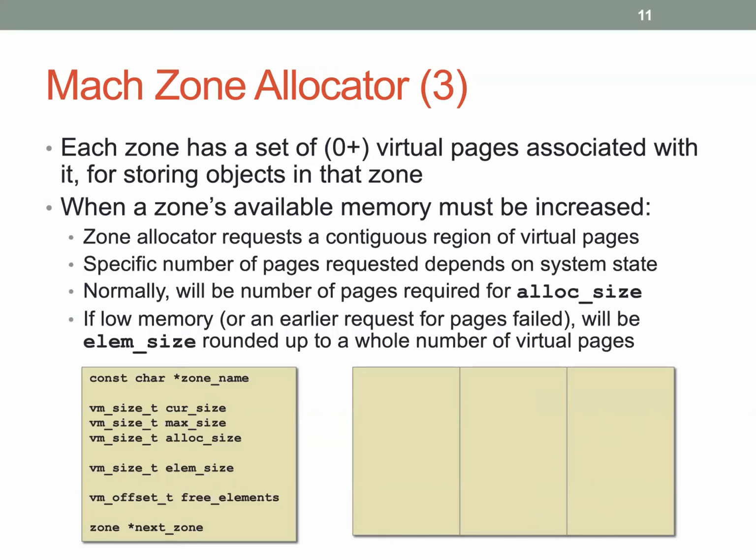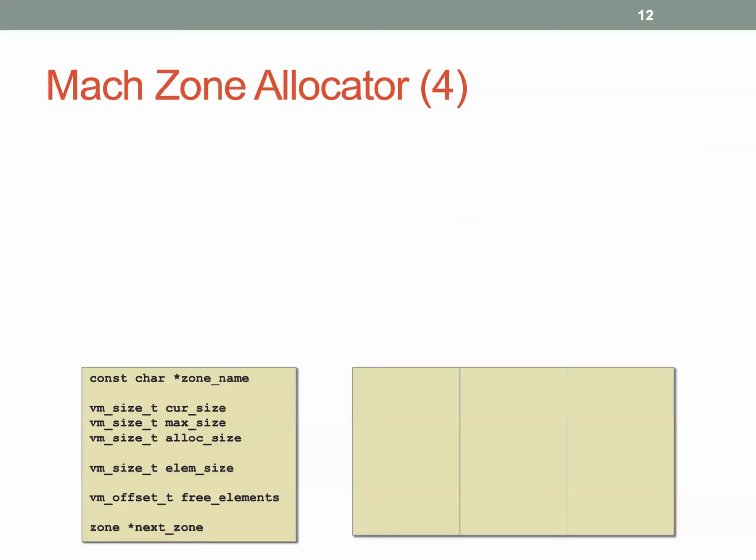So normally this will be what is stored in Lec16, but if we have a situation where memory availability is very low, then it'll just be the minimum size necessary rounded up to a whole number of virtual pages. So this Alex size is a preferred suggested value, but it's not the requirement if it can't be met.